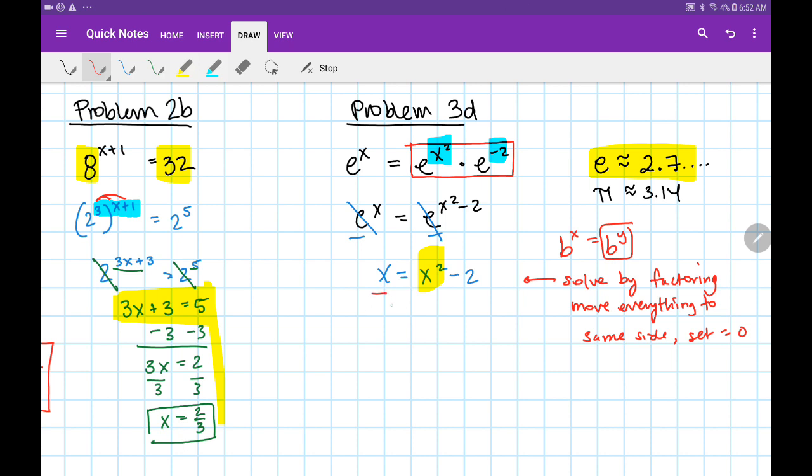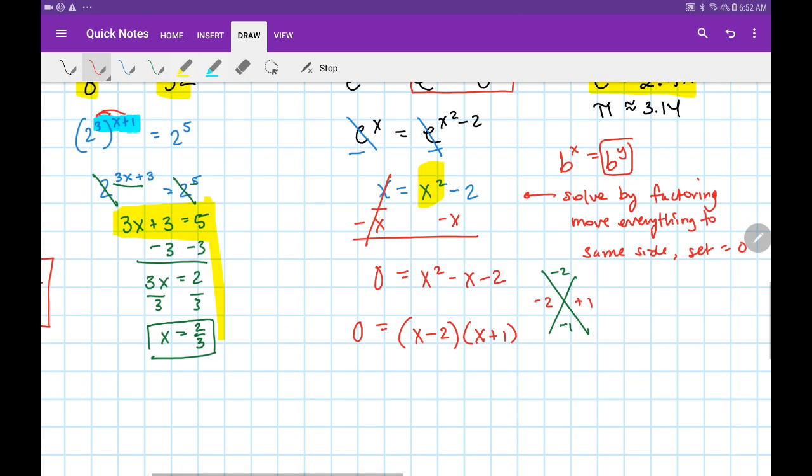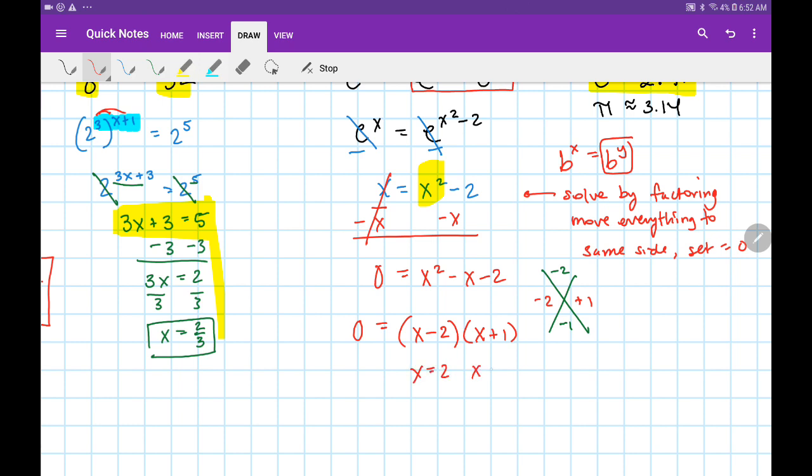So to get everything to the same side, I'm going to move this guy, this x, to the right. So minus x on both sides. Line it up with its like terms. There are no like terms. So on the left, I'm left with 0 equals x squared minus x minus 2. I'm going to factor this now using magic x. I need two numbers that will multiply to negative 2, add to negative 1. Try it yourself. Check back with me when you're done. And I'll see that I have x minus 2 and x plus 1. That means I have two solutions to this problem. X equals positive 2 and x equals negative 1.